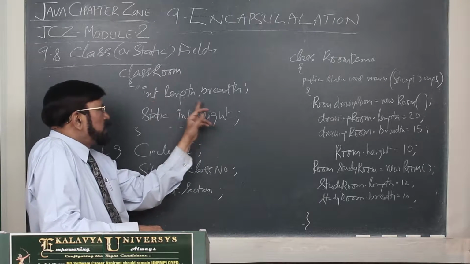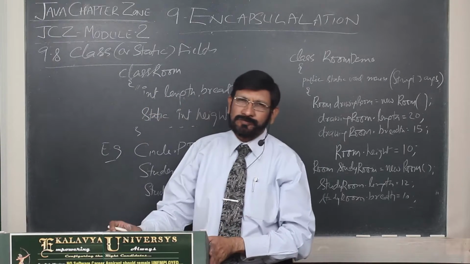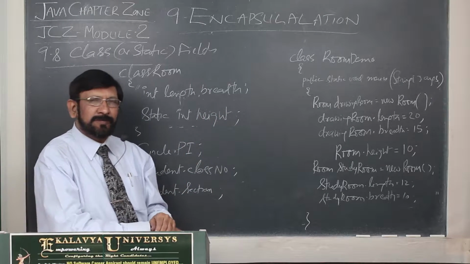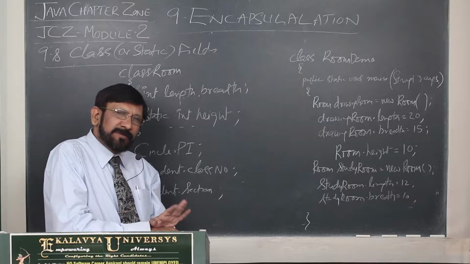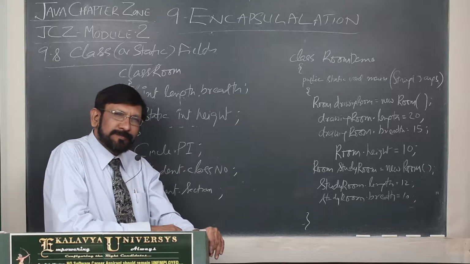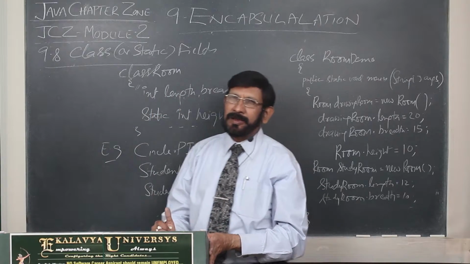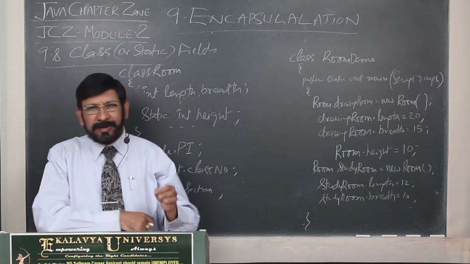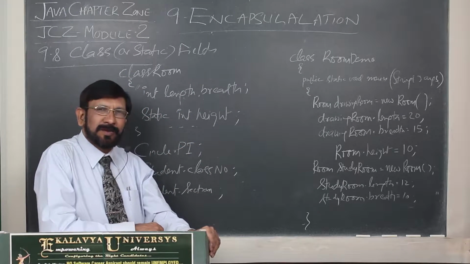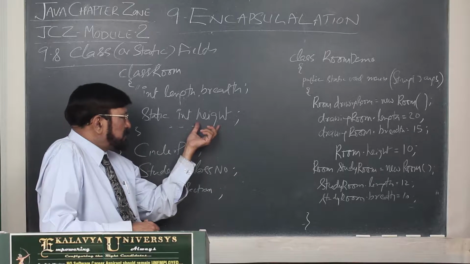Suppose you declare them as instance variables, and in a building there are 10 rooms. So how many variables? Length, breadth and height. 3 instance variables you have declared. Then 3 into 10, 30 fields are to be created. If you are a little smart, if you understand the concept well, what to do? You can declare height as a static variable. Only one copy is used.